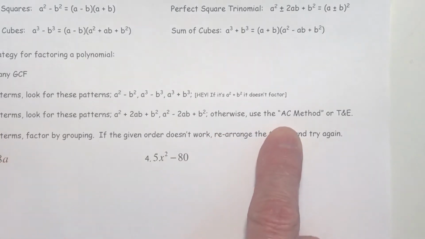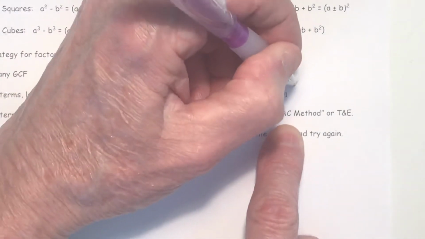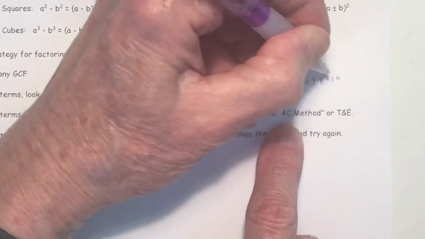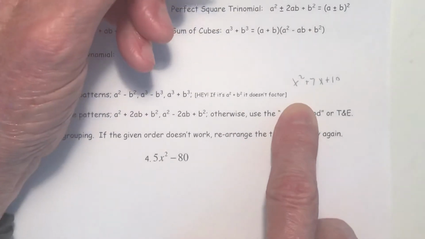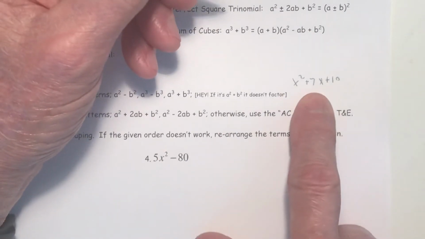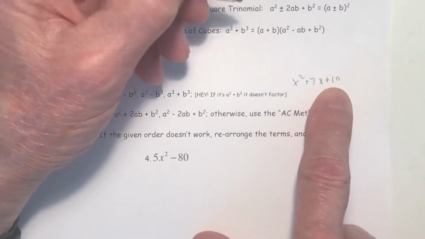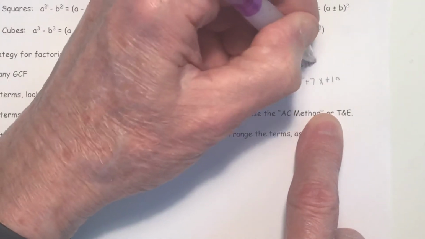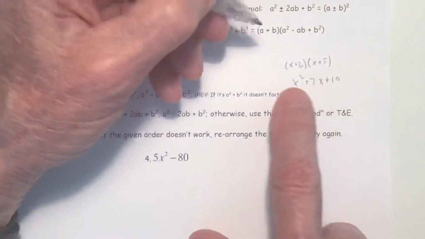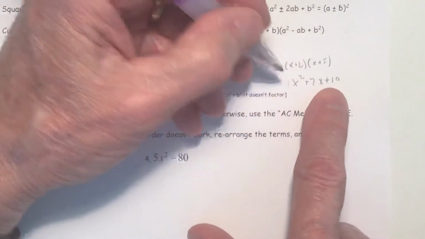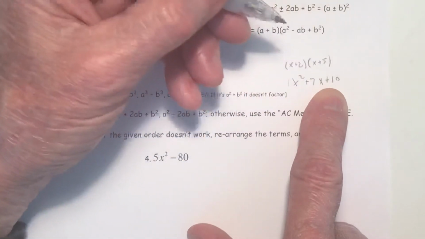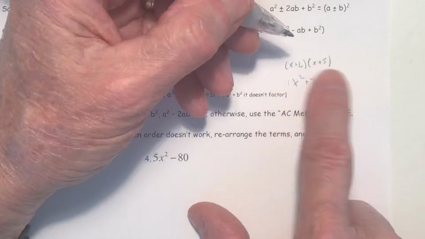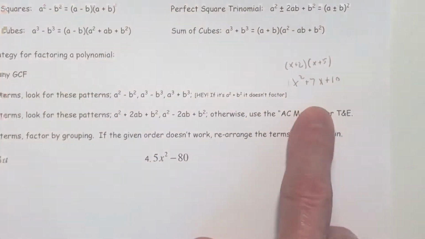And the AC method, remember, would be overkill for something like this. Do we need the AC method here? No. When A is 1, all you need are 2 numbers that add up to 7 and multiply out to 10 in this example. x plus 2, x plus 5. If you use the AC method, you're going to say 1 times 10 is 10, and you're going to look for numbers that multiply out to 10 and add up to 5. Same thing we did. You're going to get the same answer, but you're going to do a lot of extra steps.